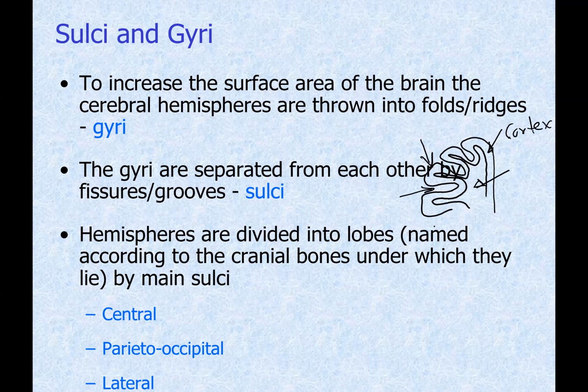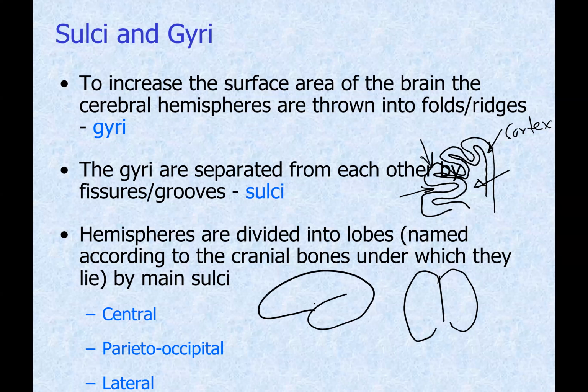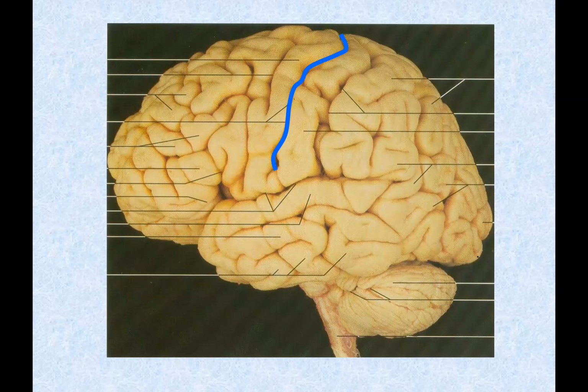Then the hemispheres are divided into lobes. Now you have two cerebral hemispheres like this. Each of these two cerebral hemispheres is divided by different sulci into 4 lobes. The main sulci are the central sulcus, the parieto-occipital sulcus, and the lateral sulcus. So you can identify several sulci here. These are all sulci, and these are gyri. You can see so many gyri. This is the central sulcus. This is the parieto-occipital sulcus, and this is the lateral sulcus.